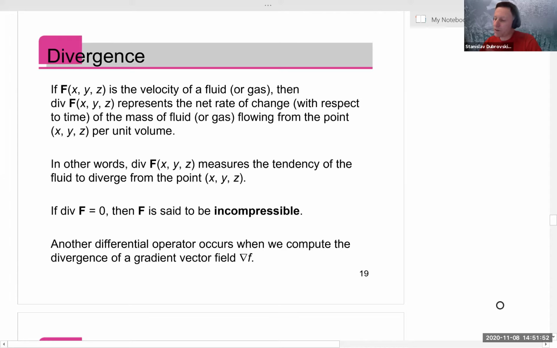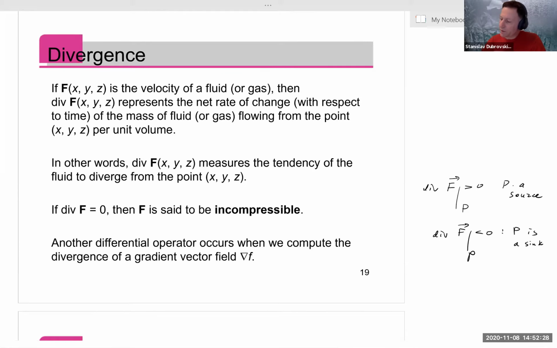So if there is some positive divergence, then we'll say at the point P, P is a source. Otherwise, we'll say that P is a sink. And again, we'll understand why it happens and how to explain this later.